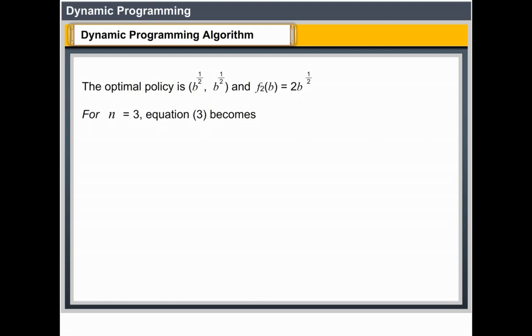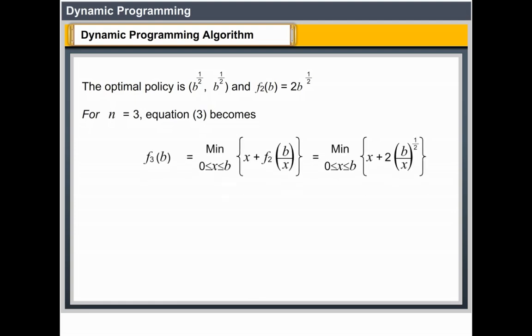For n equal to 3, equation 3 becomes f3 of b equal to minimum of x plus f2 of b by x for 0 ≤ x ≤ b, equal to minimum of x plus 2 into (b by x) whole power 1 by 2 for 0 ≤ x ≤ b. The function x plus 2 into (b by x) whole power 1 by 2 will attain its minimum when x equals b power 1 by 3.